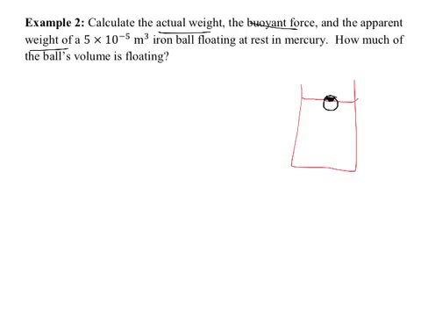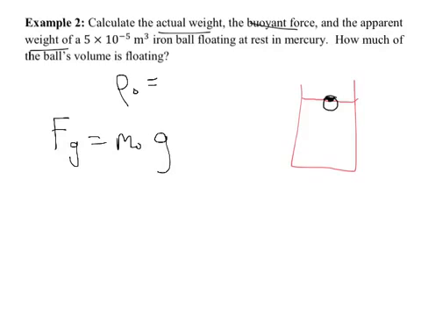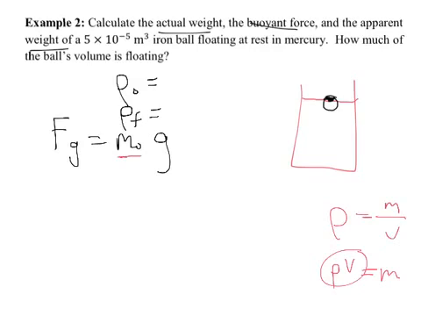So first, the actual weight is determined by saying the weight of an object, Fg, equals mg. But we don't have mass in this problem at all. We're not given mass. We do have the density of iron as a solid, and we do have the density of the fluid, which is mercury in the liquid form. So let's go back to our general formula: rho equals m over v. Solve for m equals rho v. We'll take this quantity and plug it in right here. So the weight of the ball bearing is rho O, meaning the density of the object, times the volume of the object, times gravity.